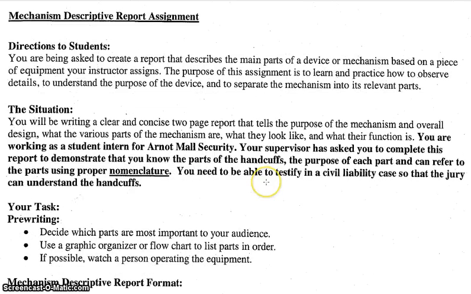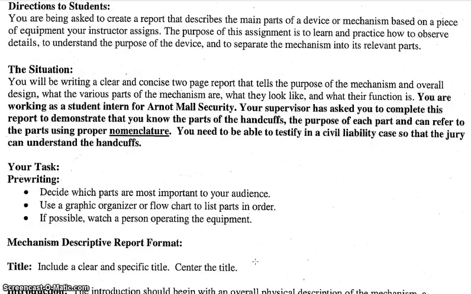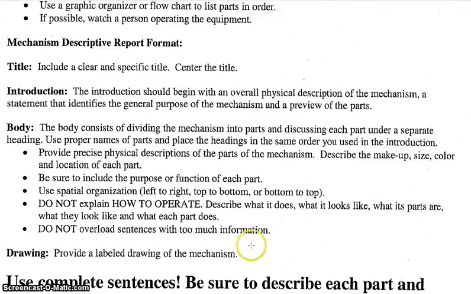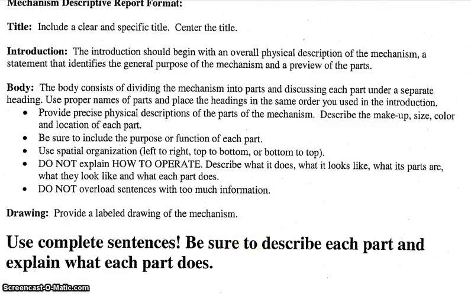So what you should do is decide the most important parts for your audience, use a graphic organizer, and you might even watch somebody use the equipment just so you can pay attention to the parts that are important. So this format will involve a title. You'll center the title on your paper. You'll have a very brief introduction, and that'll just talk overall. It will describe the handcuffs and talk about the purposes of the handcuffs, and then you'll preview the important parts you're going to discuss.